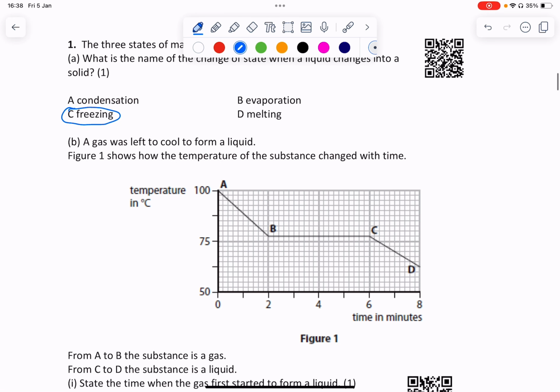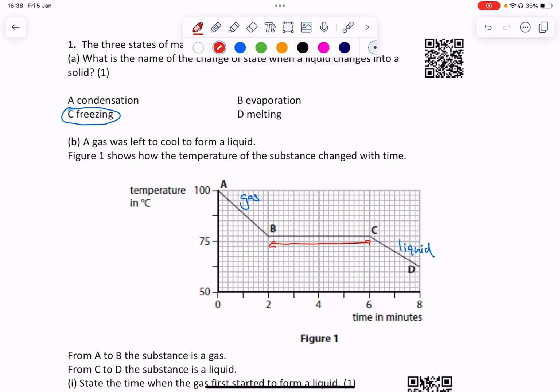The gas is being cooled. So this is starting off here as a gas. Let's put that on here. And the gas was left to cool to form a liquid. So over here, it's actually going to be in its liquid state. And this region in the middle is where it's changing from being a gas to a liquid.